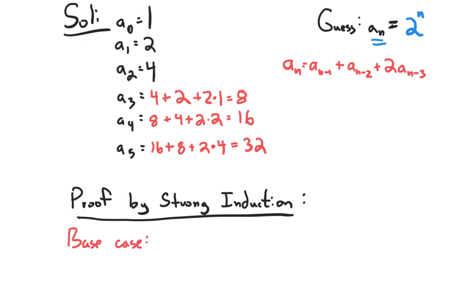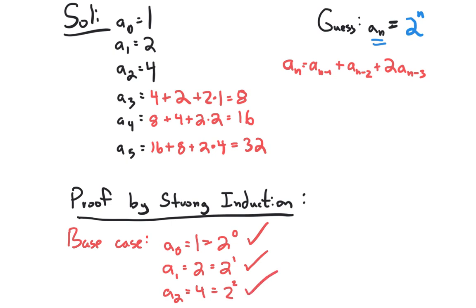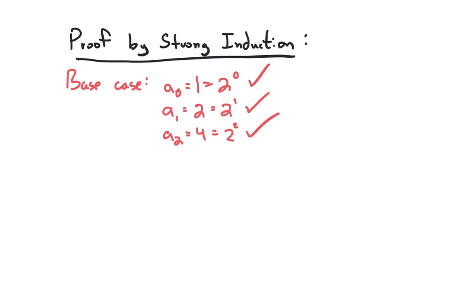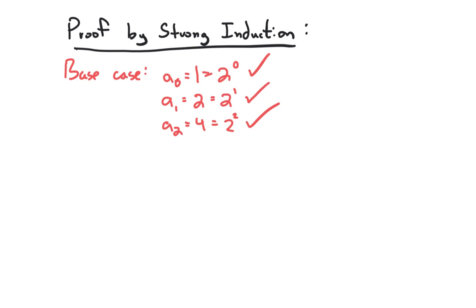So let's check. a_0 is 1, which is indeed 2 to the 0. That's good. a_1 is 2, which is indeed 2 to the 1. That's good. And a_2 is 4, which is 2 squared. So that's good. So we have our base case completed. Now, let's do our inductive case.